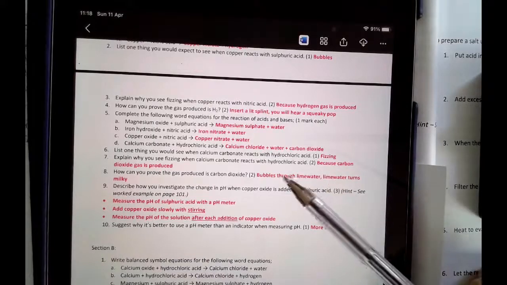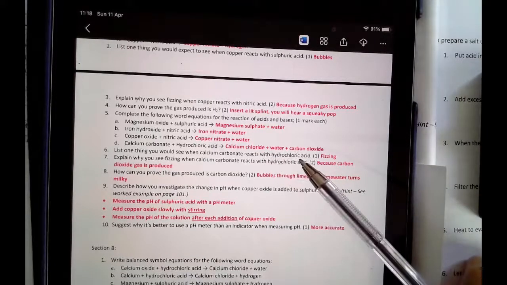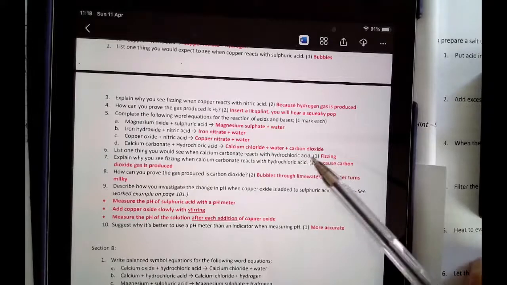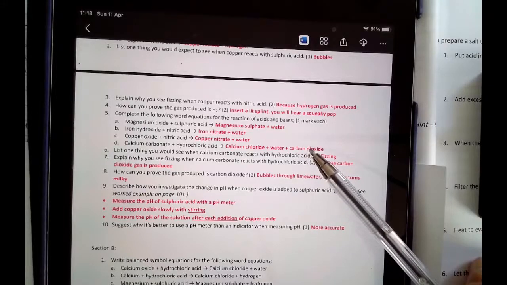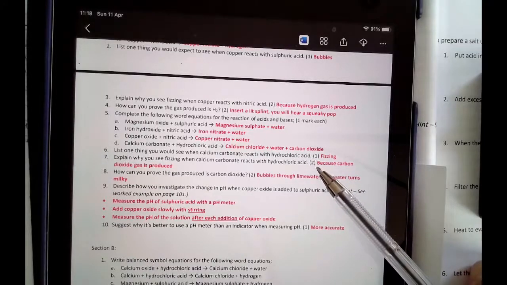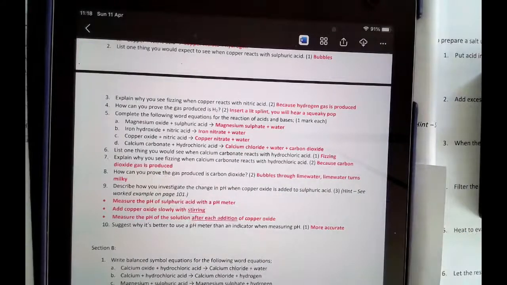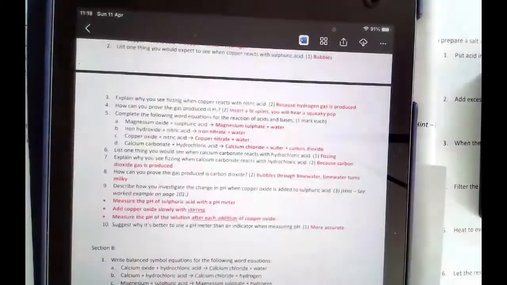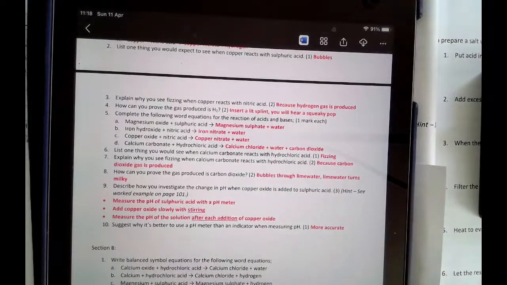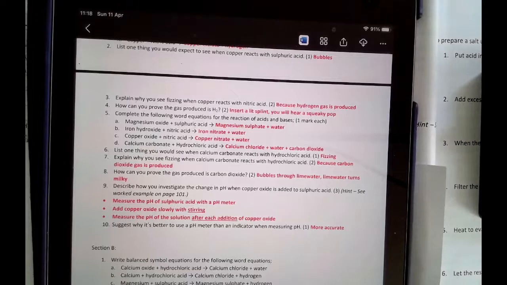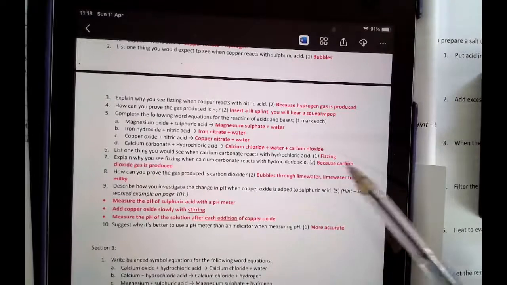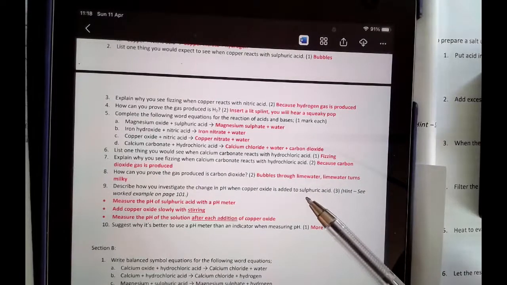What would you see with the calcium carbonate and the hydrochloric acid? Fizzing, or you can say bubbles, and again you're producing a gas. This time it's carbon dioxide. So why do you see fizzing? Because carbon dioxide gas is produced. So just mentioning a gas is produced gets you a mark, but specifying that it's carbon dioxide gets you your second. Your test for carbon dioxide, you bubble it through lime water and lime water turns milky. So hydrogen is a lit splint, squeaky pop. Carbon dioxide, lime water turns milky.